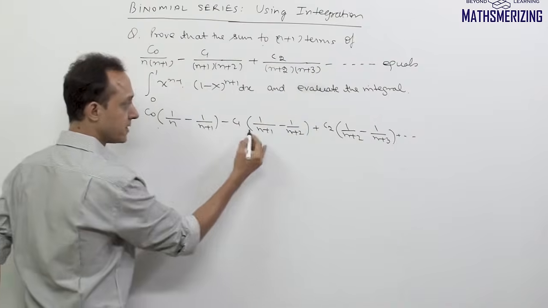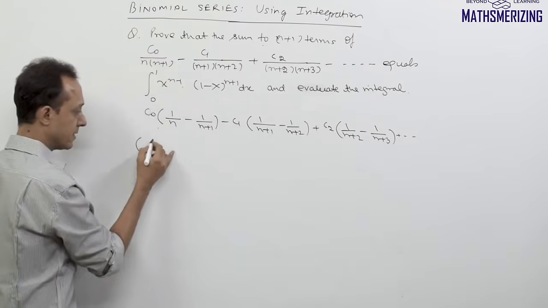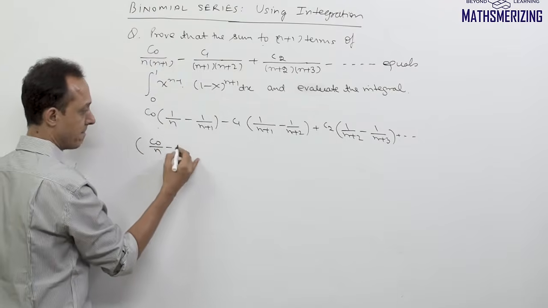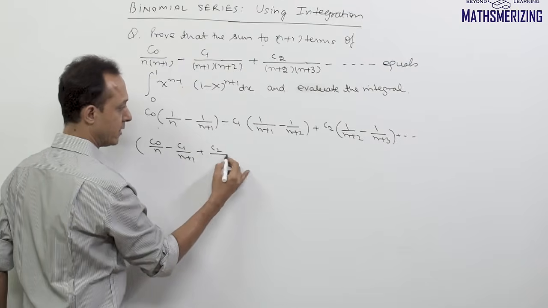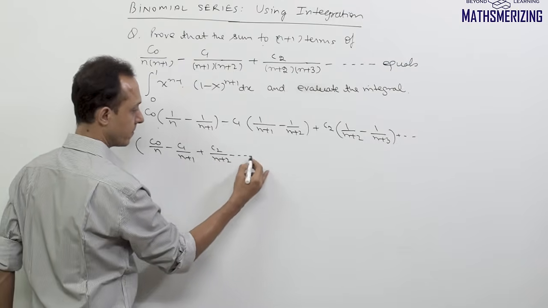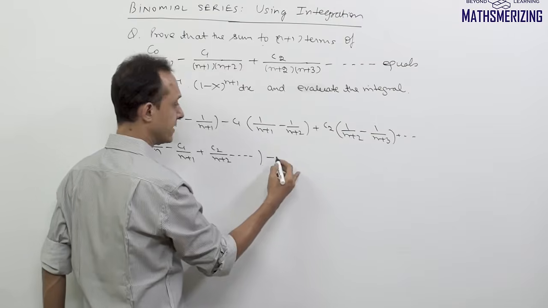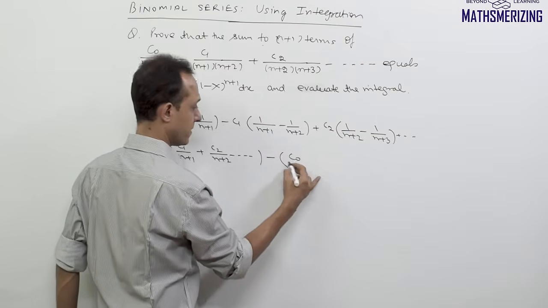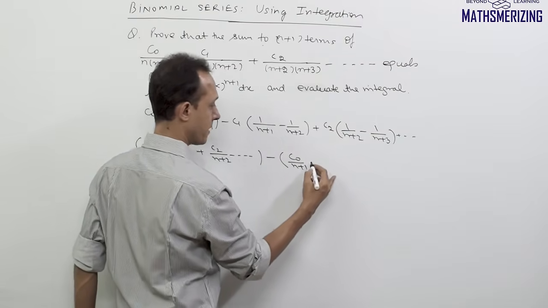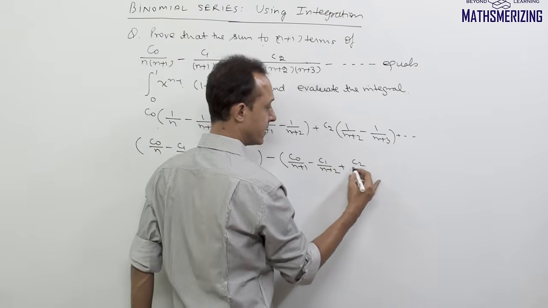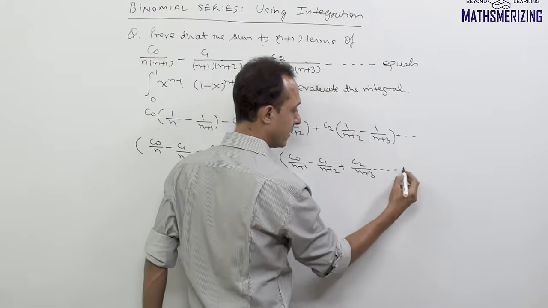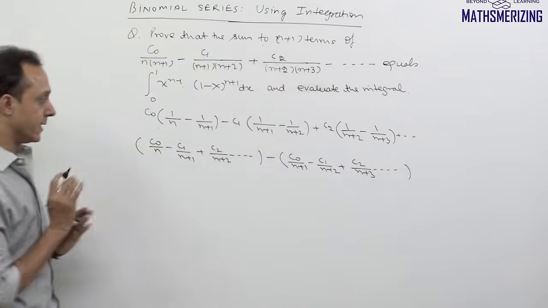So I'll take this first series separately. I'll write C0 upon n minus C1 upon n plus 1 plus C2 upon n plus 2. And then I'll write the second series as minus C0 upon n plus 1 minus C1 upon n plus 2 and then plus C2 upon n plus 3. So I'll write two separate series.